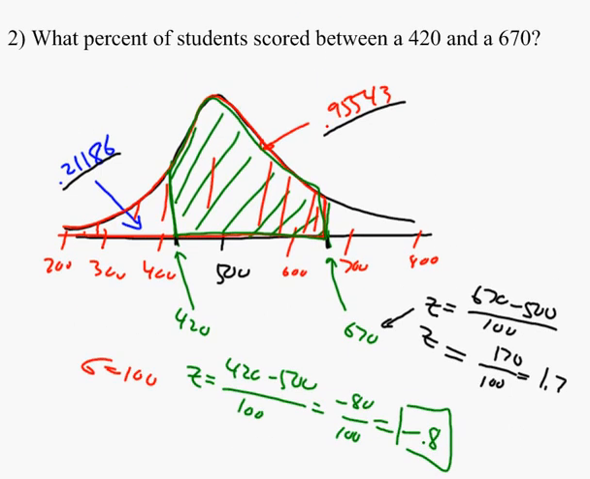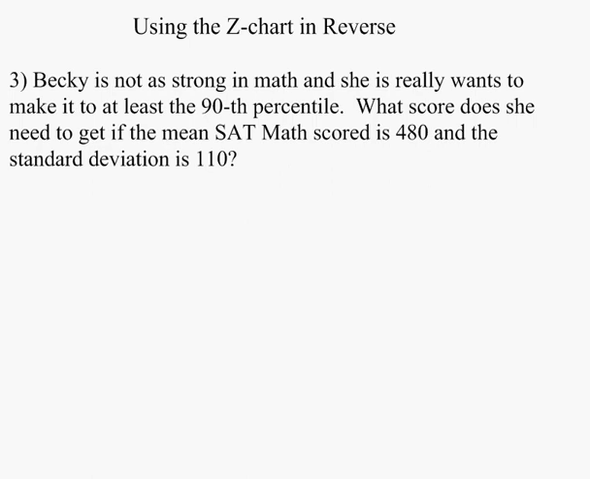Okay, how else can we use the normal distribution to sort of help us answer some interesting questions? All right, so our subject, Becky, is not as strong in math, and she really wants to make it to at least the 90th percentile. So what score does she need to get if the mean SAT math score is a 480 and the standard deviation is a 110?